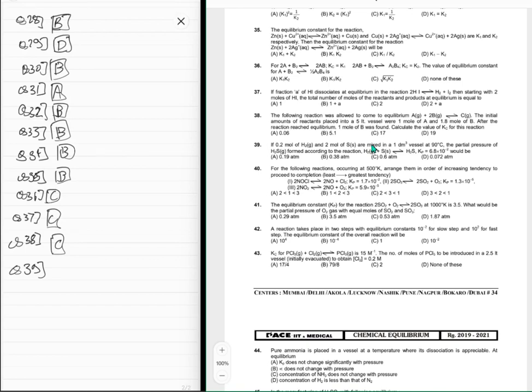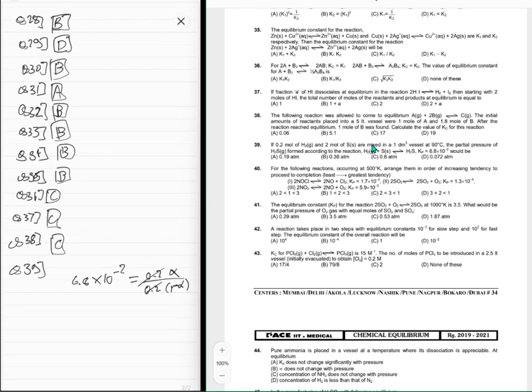Just a ratio. And that would mean that 6.8 into 10 power negative 2 is the concentration of H2S. If initially we were starting at 0.2 mole of H2, this would be 0.2 alpha, where alpha is the degree of dissociation, and this will be 0.2 into 1 minus alpha. So now we can find what alpha is, and from that we can find the concentrations.